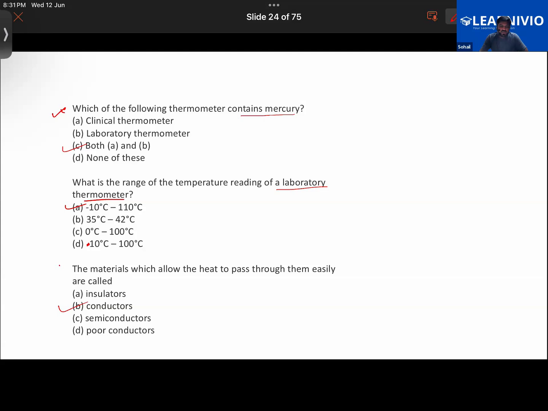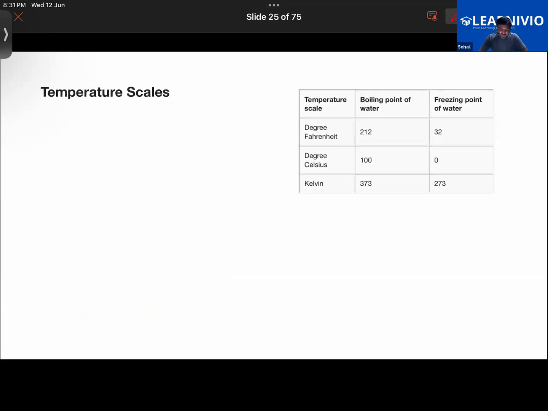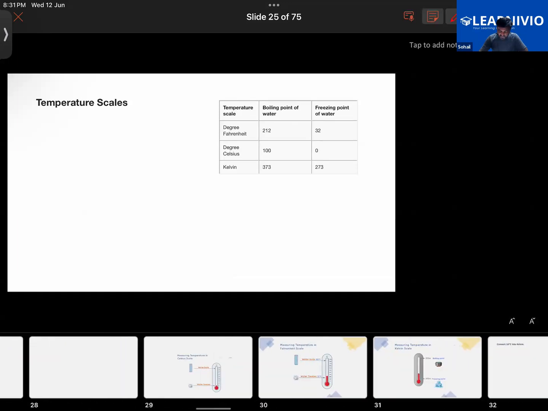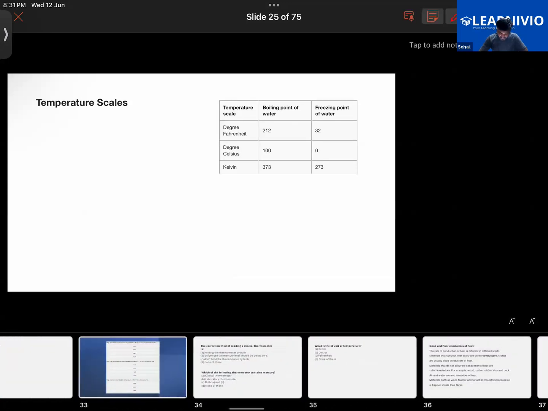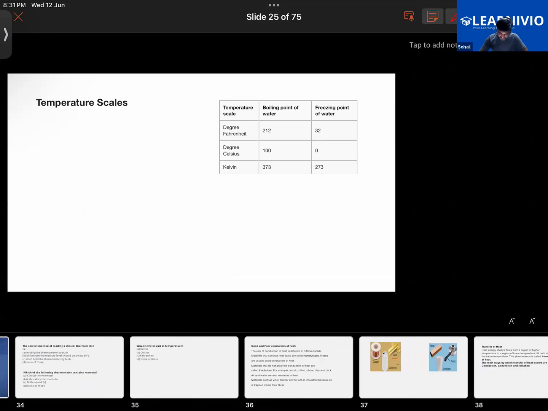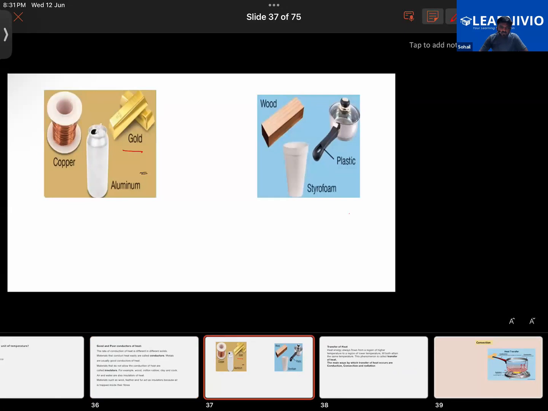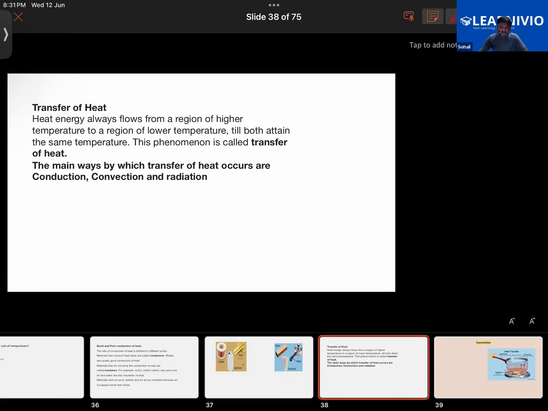We'll be learning about it in the next class also. The first part of the chapter, about the different thermometers, is finished. There's also the temperature scale, and we'll be learning about it in the next class, along with good and poor conductors. We'll have examples of different conductors of heat, insulators of heat, and how heat transfers from one body or object to another. All those in the next class.